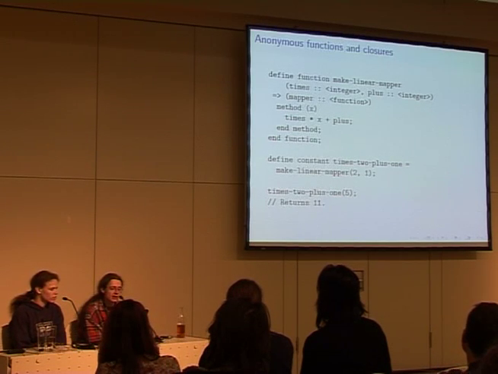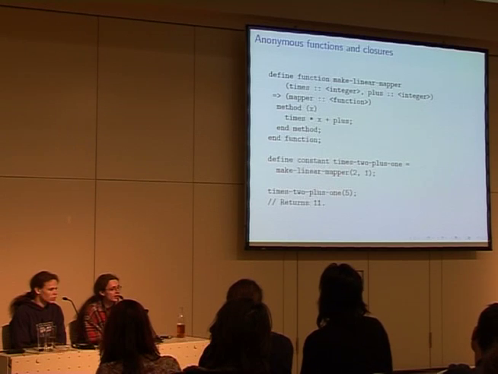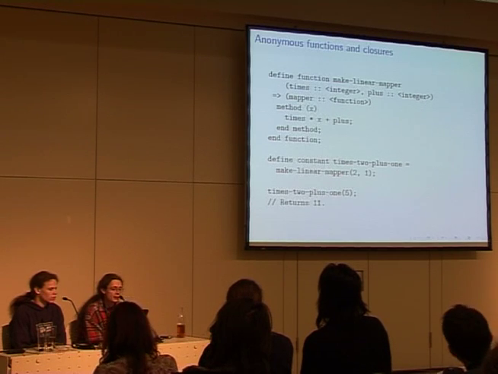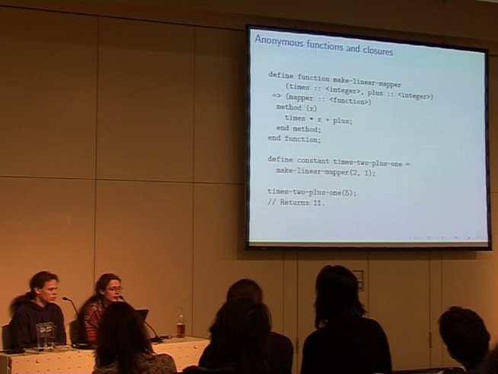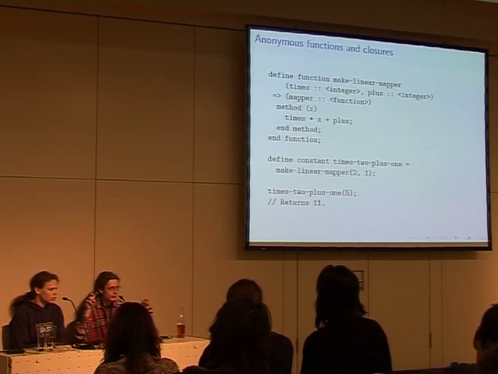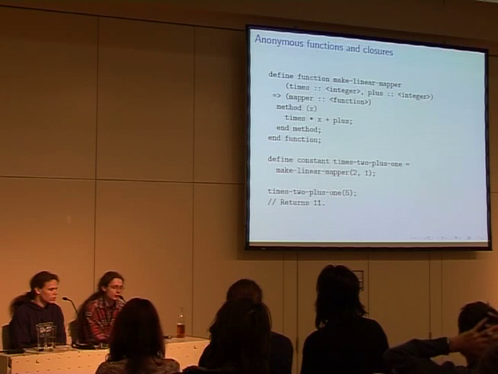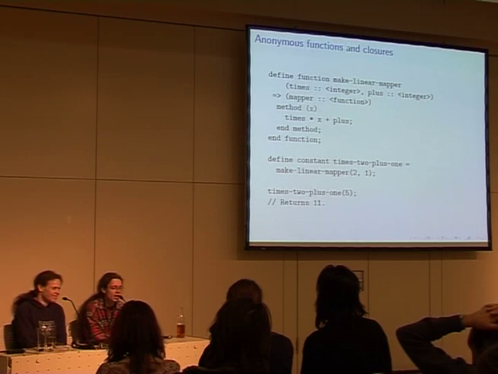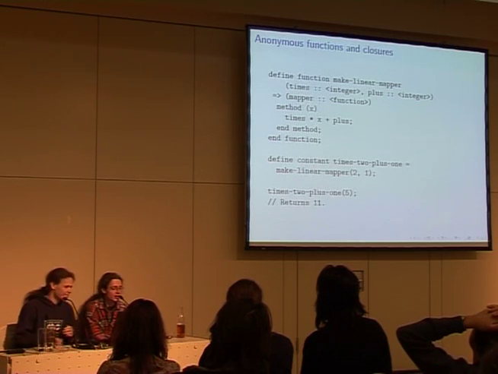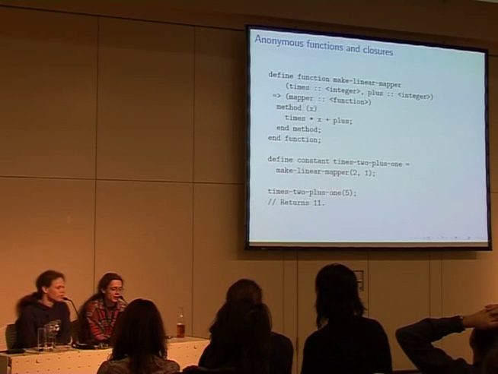So for instance here, the make linear mapper function takes two arguments, times and plus. And those are referenced inside the anonymous function that's generated there. Every time you call make linear mapper, it creates a new function and returns basically a pointer. There aren't really pointers in Dylan, but it returns a pointer to the newly created function, which remembers the values of times and plus. So you can execute the code, which you see in the bottom here.